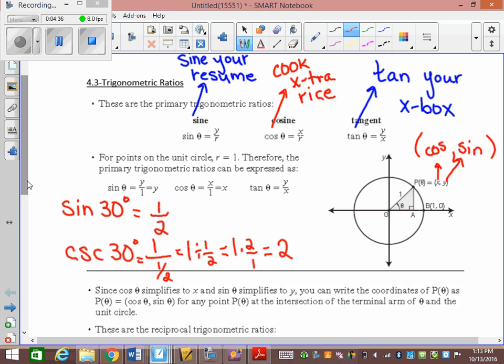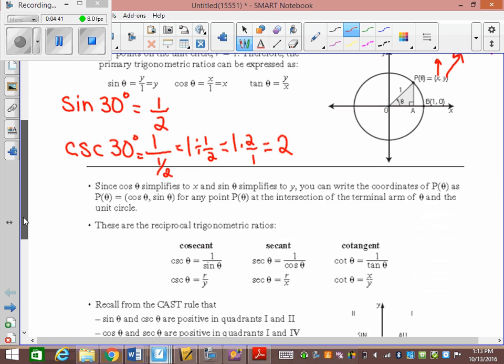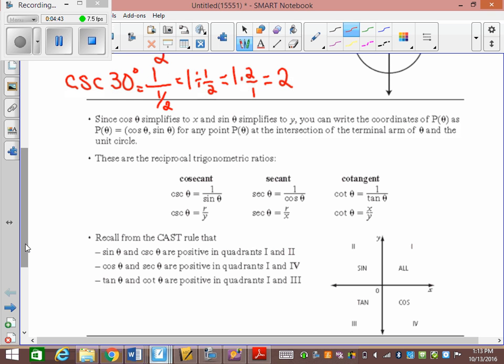All right, so it's review of last year, plus we're adding cosecant, secant, and cotan, which makes it a little more difficult. So here we have that. Cosecant is 1 over sine, or r over y. You can make up new acronyms if you'd like, but it's just literally sign your resume. Just write sine and what it is, and then just flip them for cosecant. Cos is x over r, so secant is r over x. Tan is y over x, so cotan is x over y.